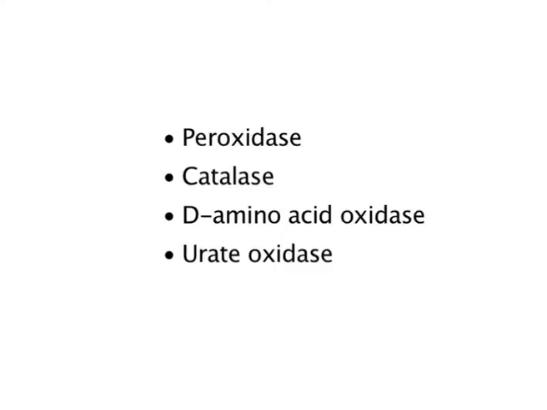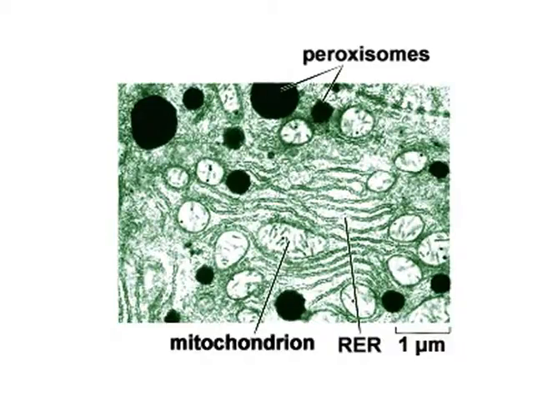The important oxidizing enzymes which are present in the peroxisomes are peroxidase, catalase, D-amino acid oxidase, and urate oxidase. The peroxisomes have an average diameter of 0.6 to 0.7 micrometer, and the number varies between 70 and 100 in different cells. They are found both in plants and animals, apart from their existence in protozoa and yeast.